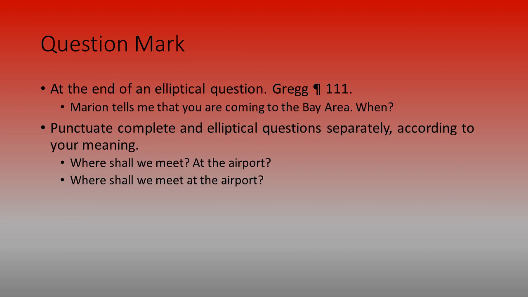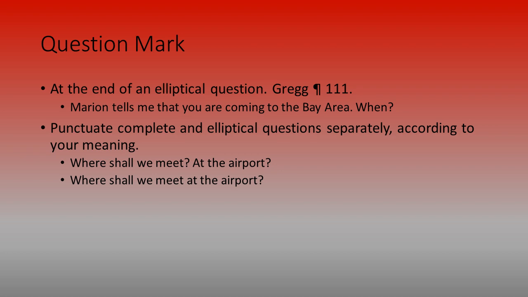Use a question mark at the end of an elliptical question, which is a condensed question. So, Marion tells me you're coming to the Bay Area when? The complete question would be, when are you coming? And then punctuate complete and elliptical questions separately according to your meaning.